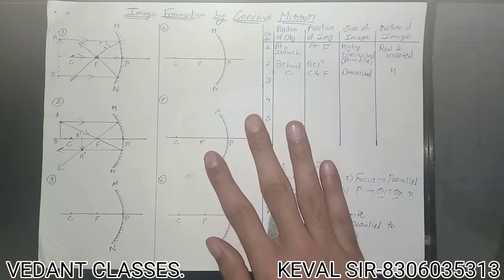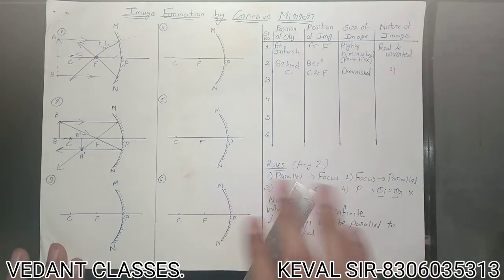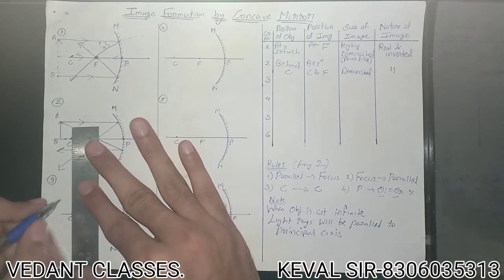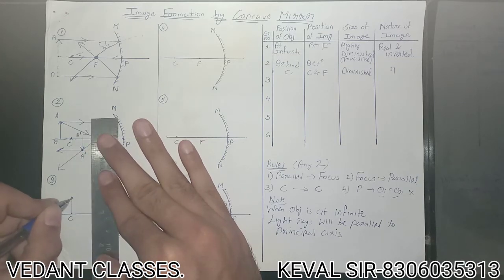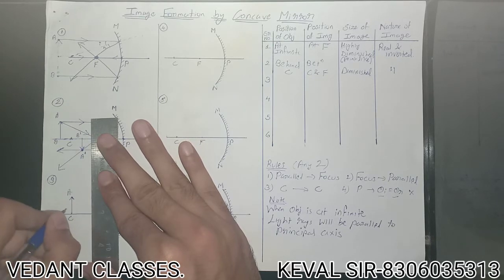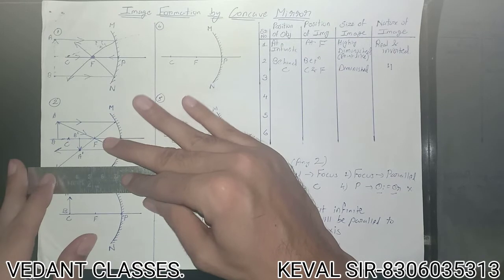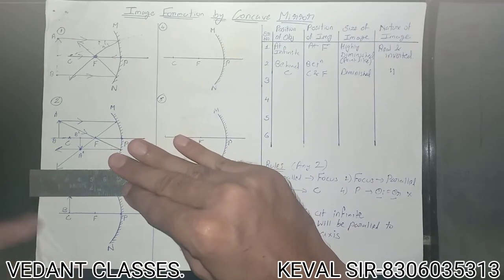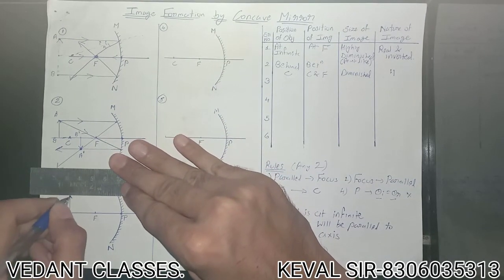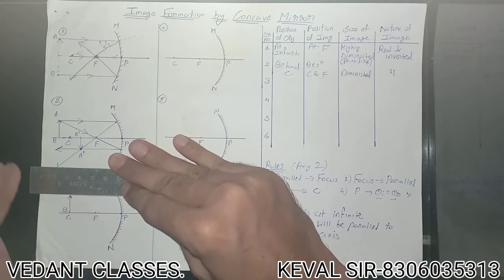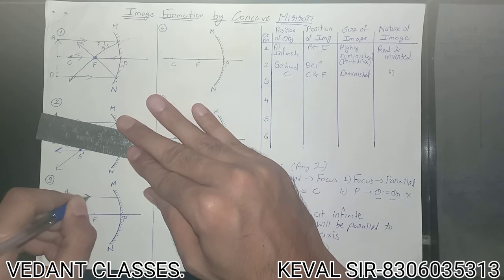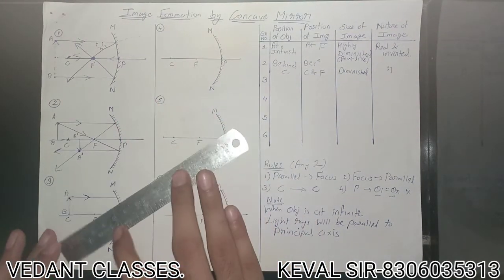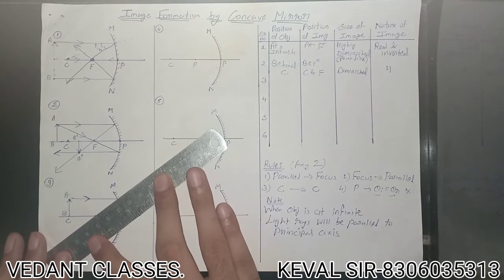In the third case, again take the object slightly nearer to the mirror. Let's place the object at C. Here A and B is our object at C. Again take a ray parallel to the principal axis. Here the incident ray is parallel to the principal axis. Now it is passing through the principal focus. It will pass through the principal focus like this.